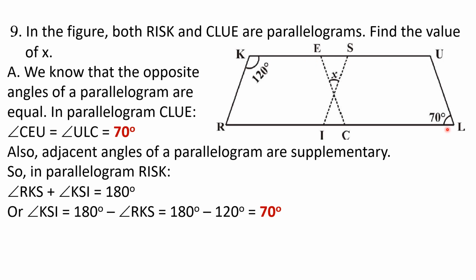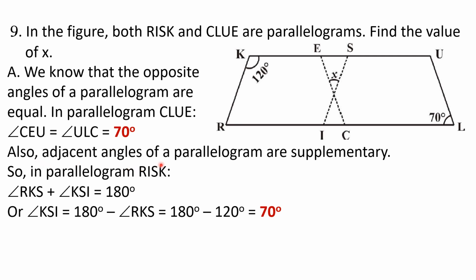Do not make any mistake, because this angle belongs to this parallelogram CLUE, and this angle belongs to this parallelogram. So they are not the opposite angles of the same parallelogram. So we have to be careful while solving this question. So we start like this. We know that the opposite angles of a parallelogram are equal. In parallelogram CLUE, angle CEU is equal to angle ULC, which is equal to 70 degrees. So CEU is equal to 70 degrees.